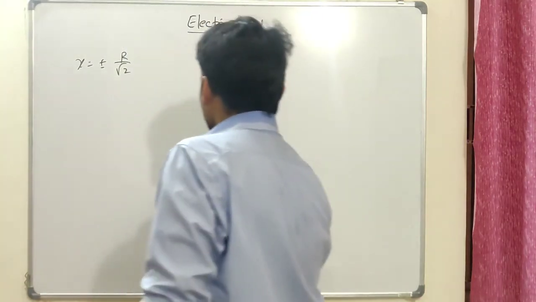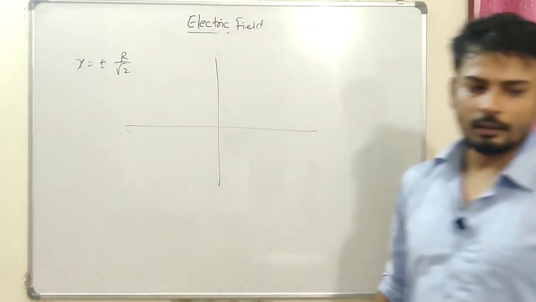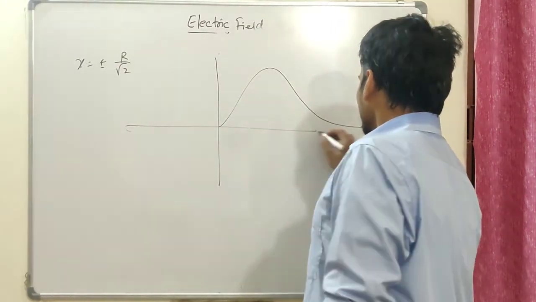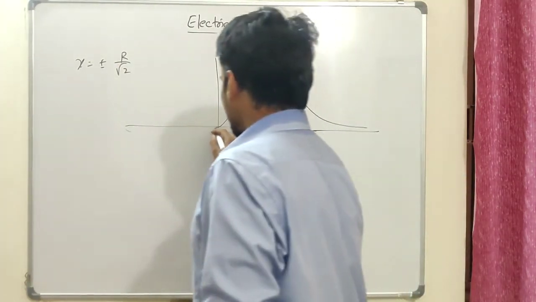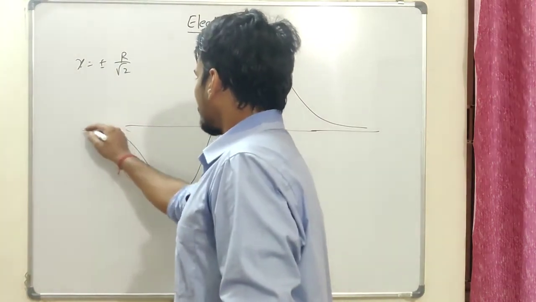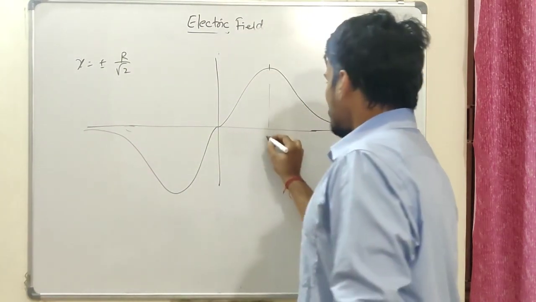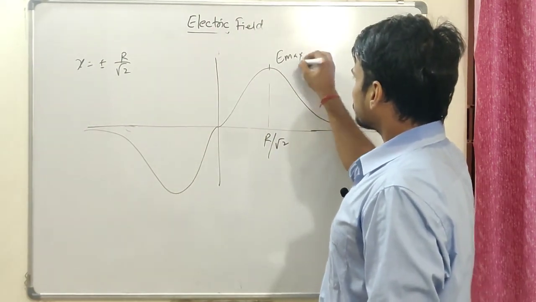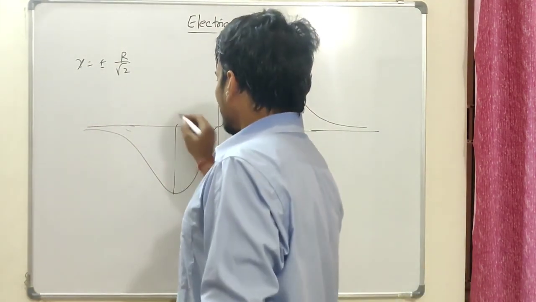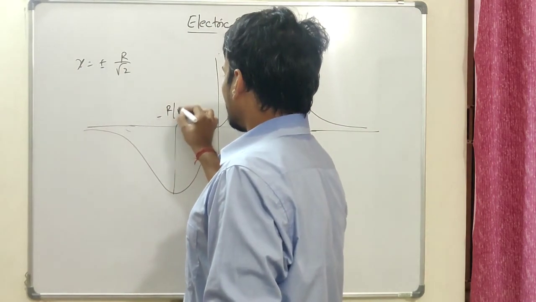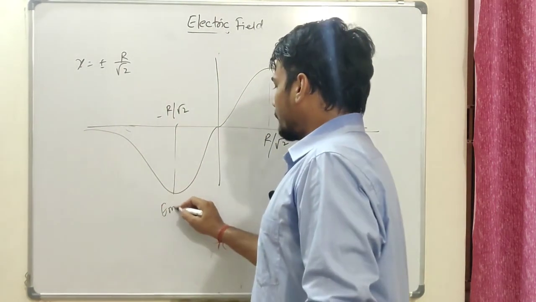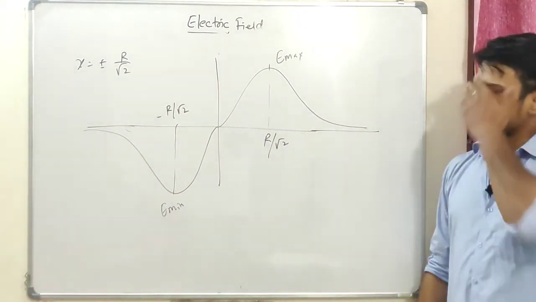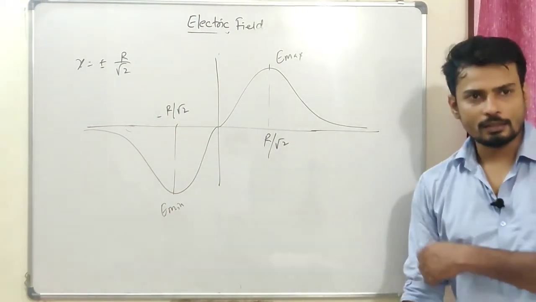So if I go back to the graph of electric field, it is something like this. We have already seen that, and this should be like this, isn't it? So at this particular point, which is r by root 2, we have E max, and at this particular point, negative r by root 2, we have E minimum, isn't it? Fair enough. So that is very important. We can have some questions based on this.